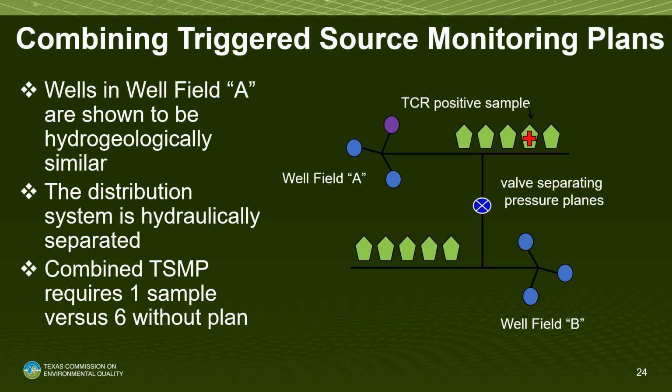And we can also combine the 2. This is a combination of the 2 options where you've got 2 different pressure planes and 2 different well fields. Without the triggered source plan, you get a positive up in that north plane. Without the plan, you're looking at 6 samples, but with the representative well being the purple well for that well field in the north, and also saying that there's no way that well water is going to the south plane, you've reduced from 6 down to 1. Again, like I said, you can utilize this to set up a more common sense approach to your raw sampling.